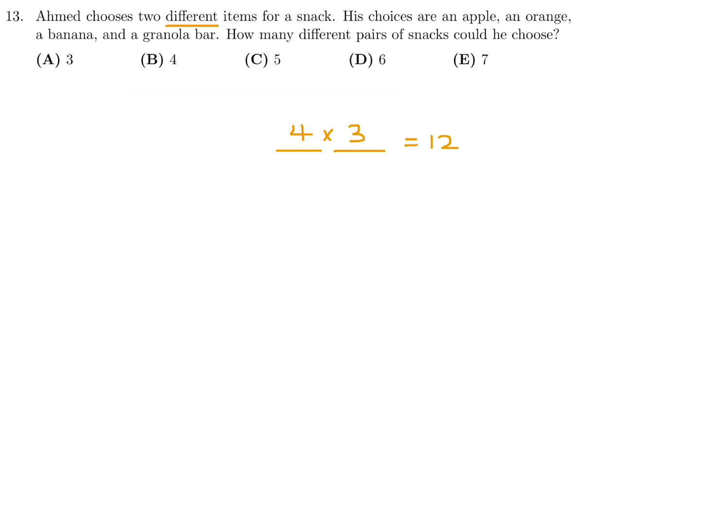Why is that? Because you have to divide 12 by 2 to get 6. Why do you have to divide by 2? Well, let's say he chose an apple and a banana. Well, if he had also chosen a banana first and an apple second, this is the same pair. So this 12 double counts. So that's why you have to divide by 2 to get 6 unique pairs. And therefore, number 13, the answer is D.